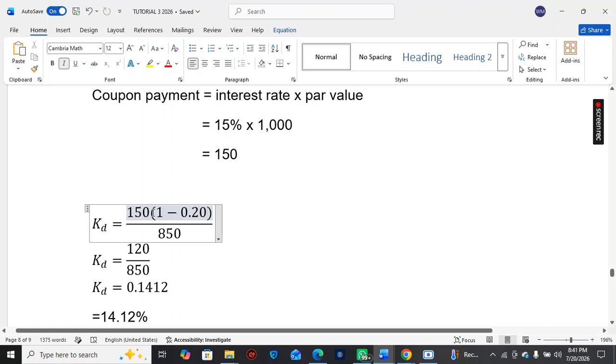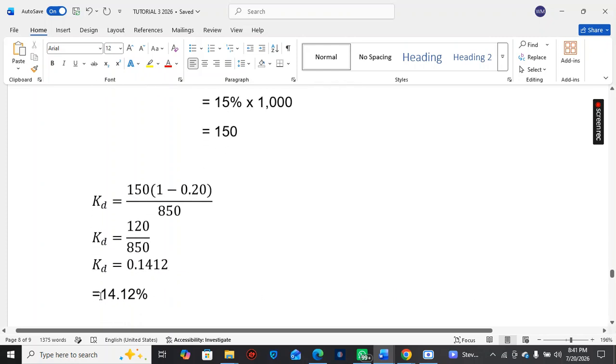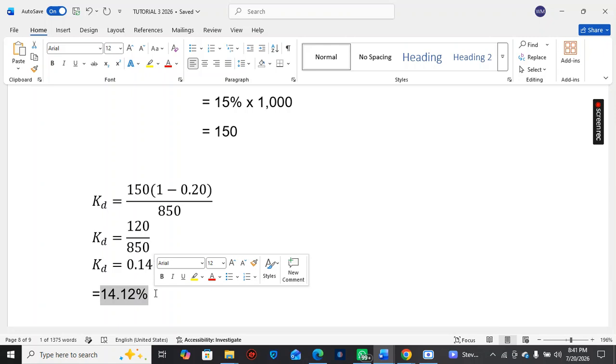So you subtract 1 minus 0.2, you get 0.8. 0.8 times 150, you get 120. Then you divide by the market price of 850. 120 divided by 850, you get 0.1412, which you can convert into 14.12%. That is the cost of the debt for the irredeemable bond.